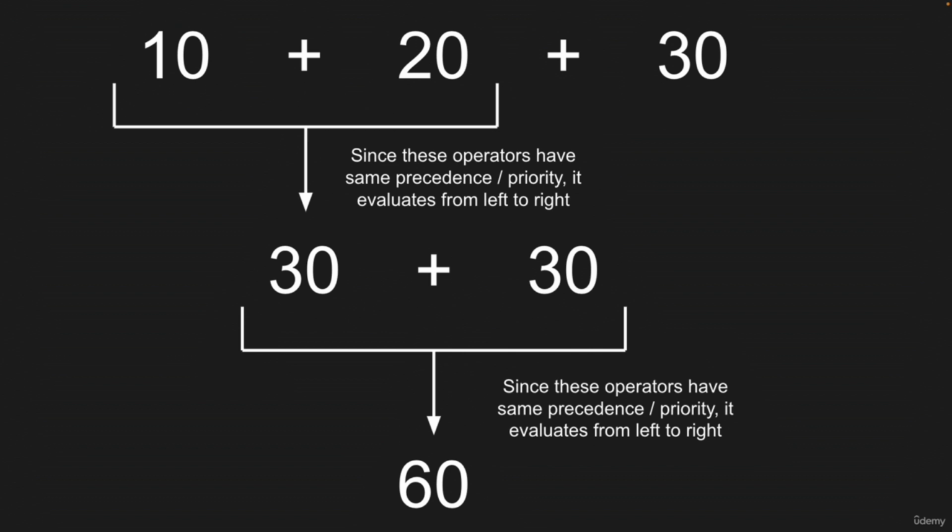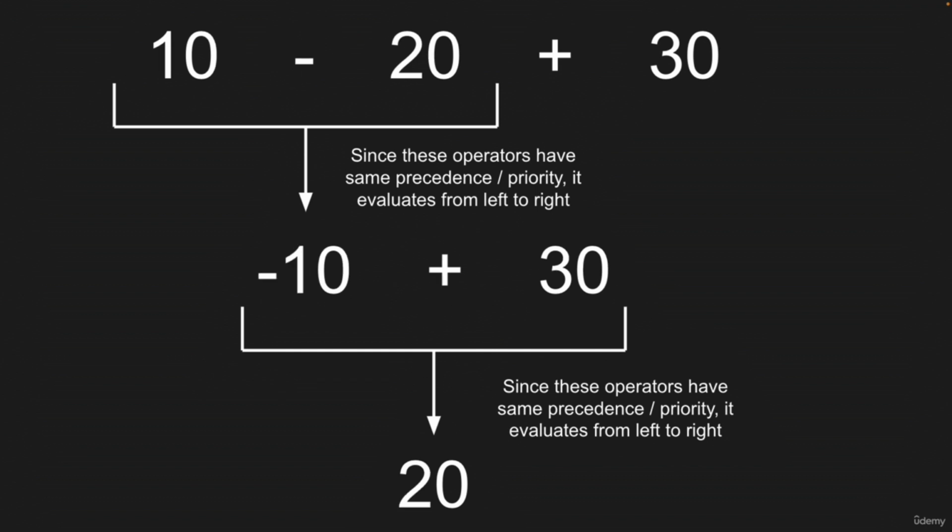Here's one more example. This has the same addition operators. Since these operators have the same precedence or priority, it evaluates from left to right. So 10 plus 20 would go first, and then 30. Then 30 plus 30, and then 60.